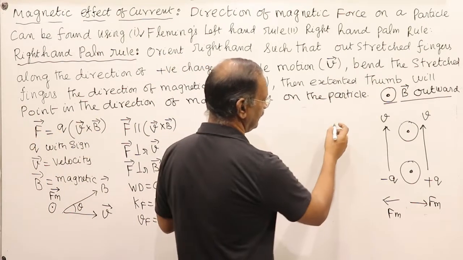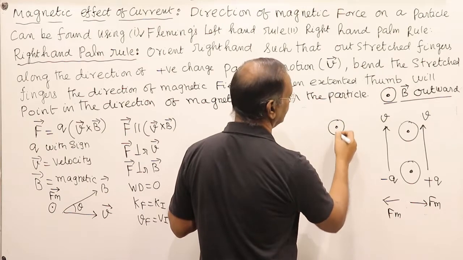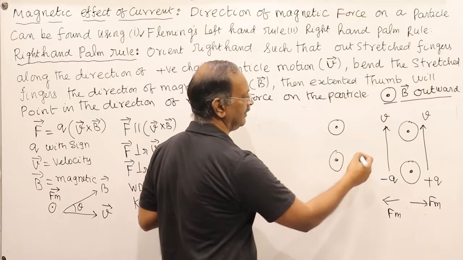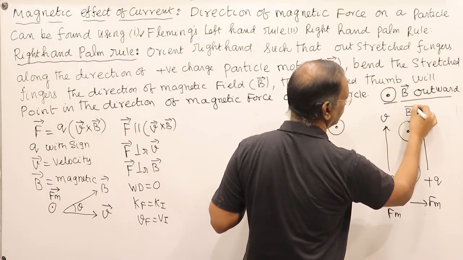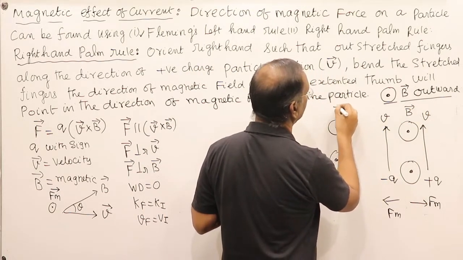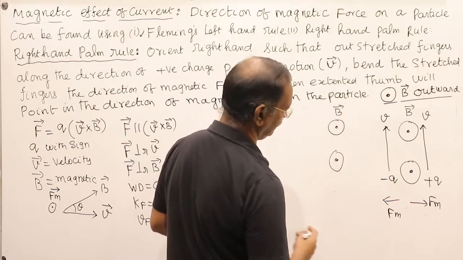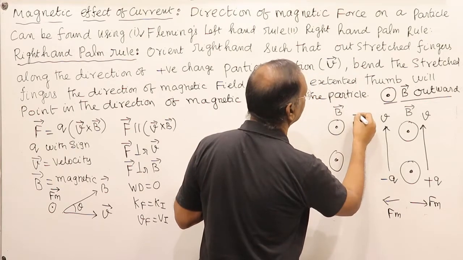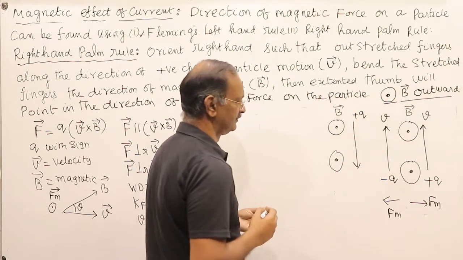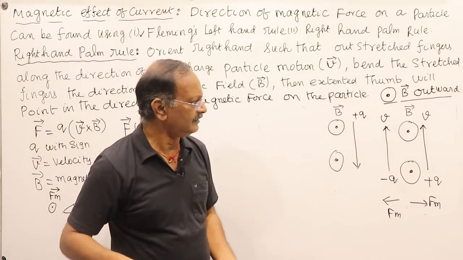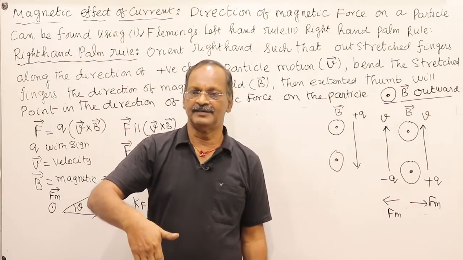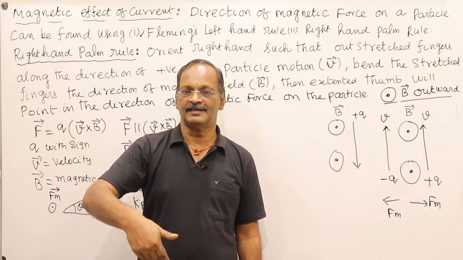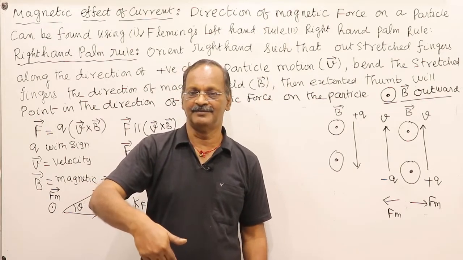Now again we'll take one more example. The magnetic field is outward, and the velocity we have seen in the upward direction. Let us see the downward motion for positive charge. See, this is the magnetic field. The velocity is in the downward direction, and we have to move our finger towards the direction of the magnetic field, but the magnetic field is outward.